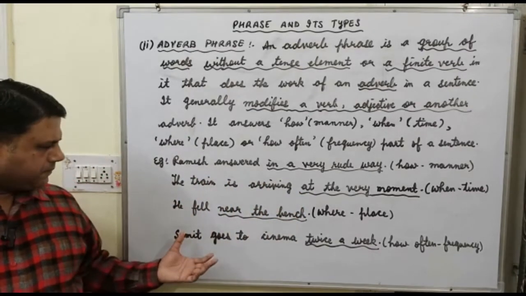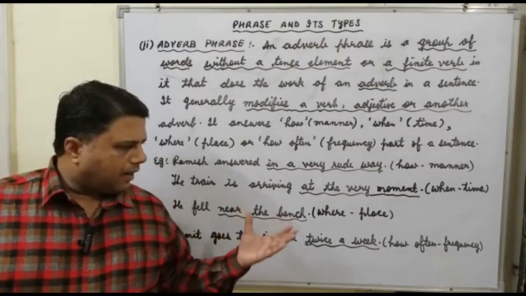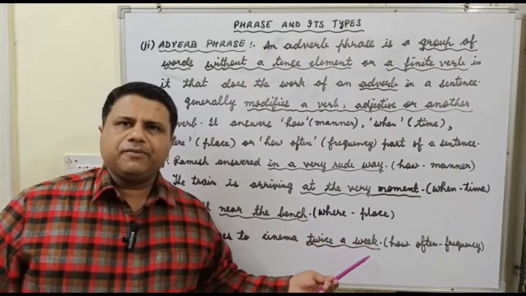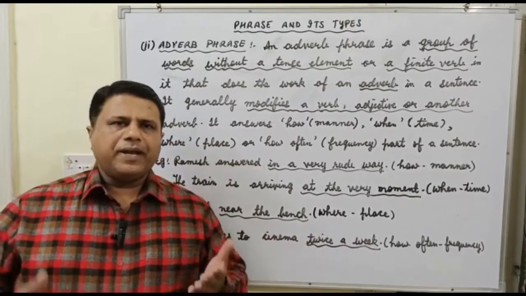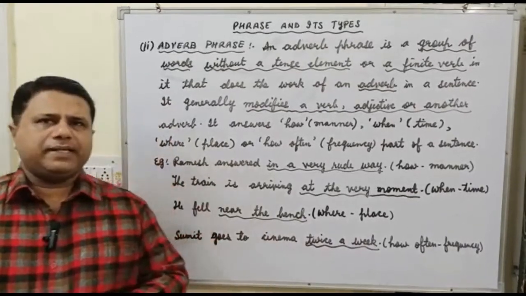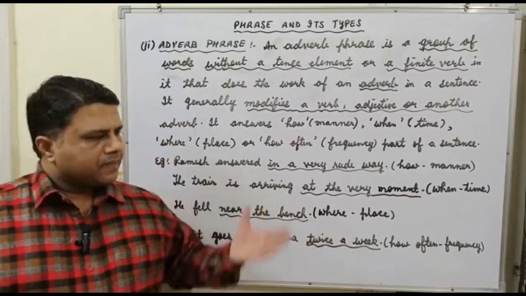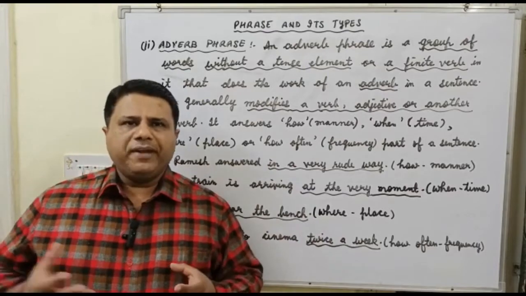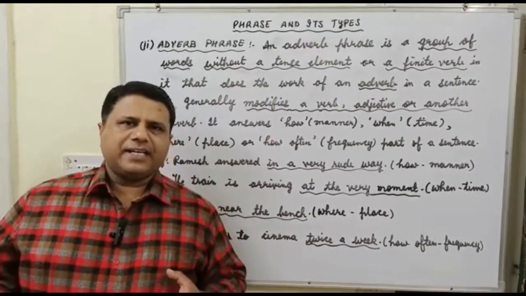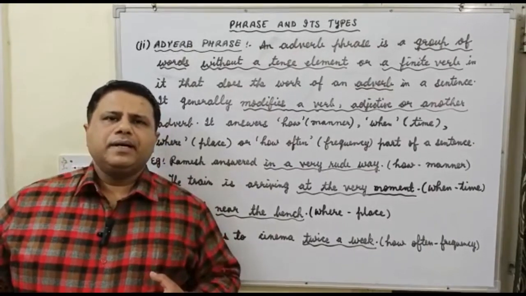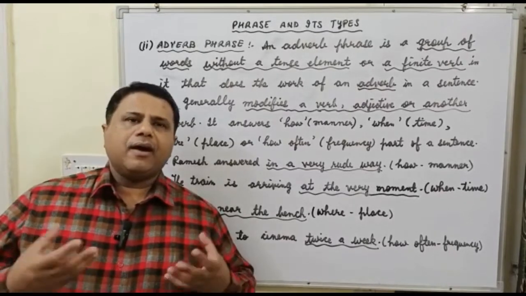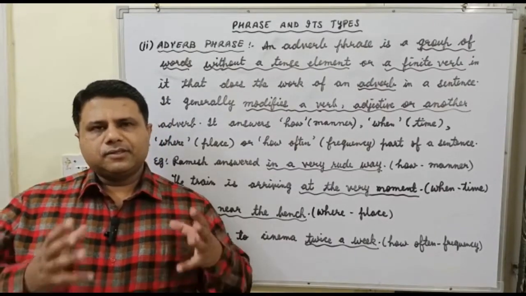Now the last example, Sumit goes to cinema. How often? Sumit goes to cinema twice a week. Now, what is this twice a week? It tells us the frequency of an action. How often does the action take place? Oh, it happens twice a week. I hope the meaning of adverb phrase is clear to you. Adverb phrase modifies a verb, an adjective, or another adverb in a sentence. It answers the how, when, where, and how often part of a sentence. So that's all about the adverb phrase.